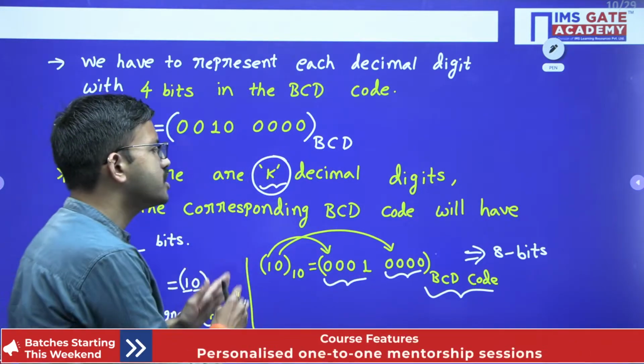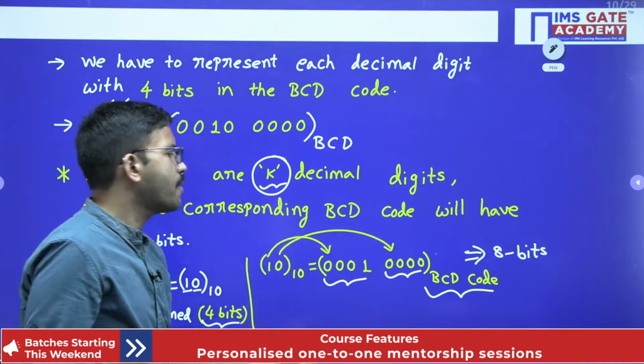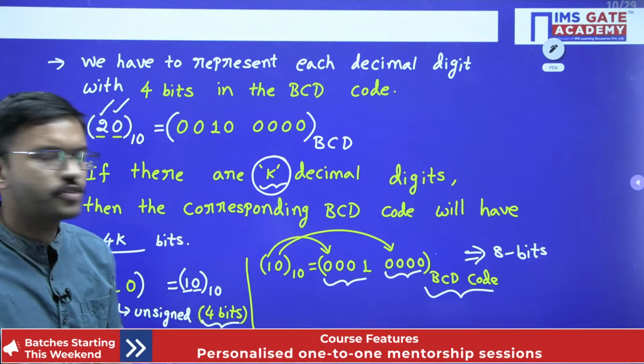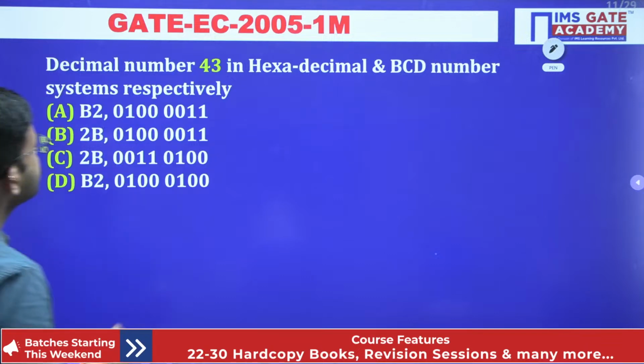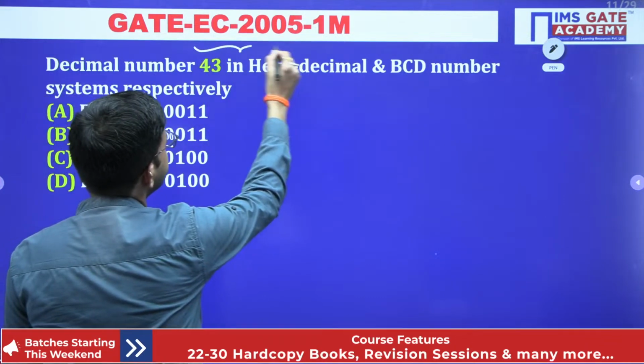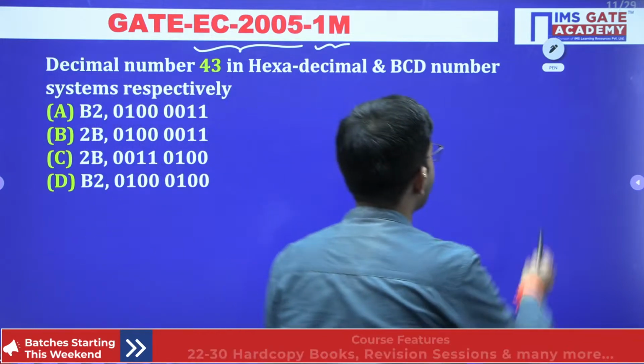Whenever you want to display the results in decimal form, if this frequency is more, you had better use the BCD code. You will get more clarity after solving this question also. This question was asked in GATE EC 2005 for 1 mark. All of you try this question.